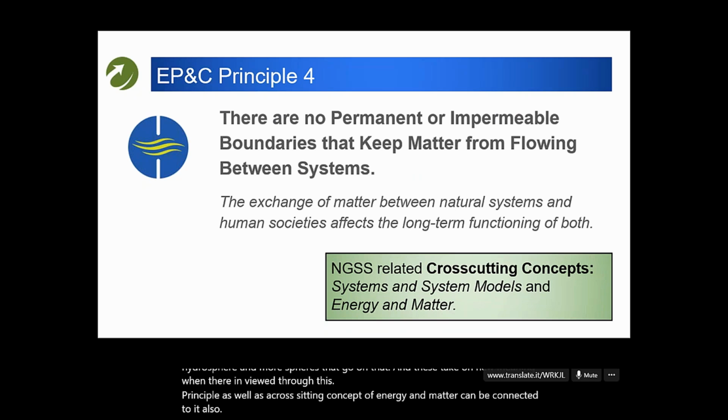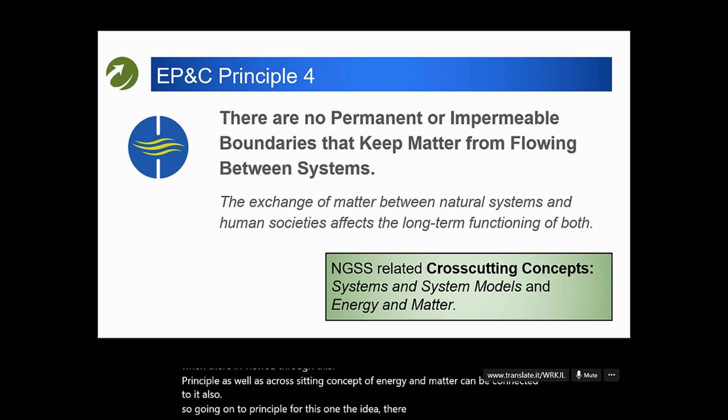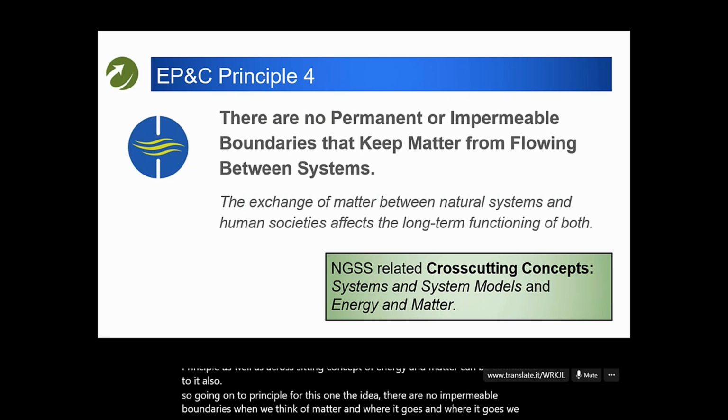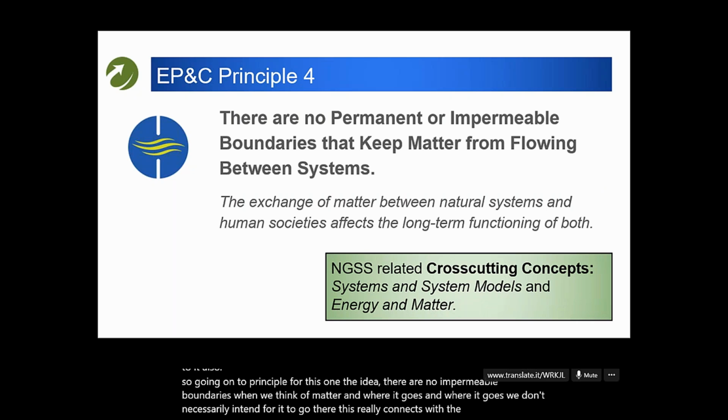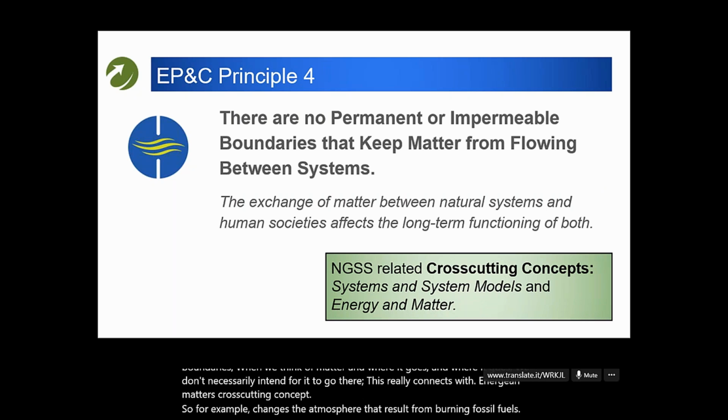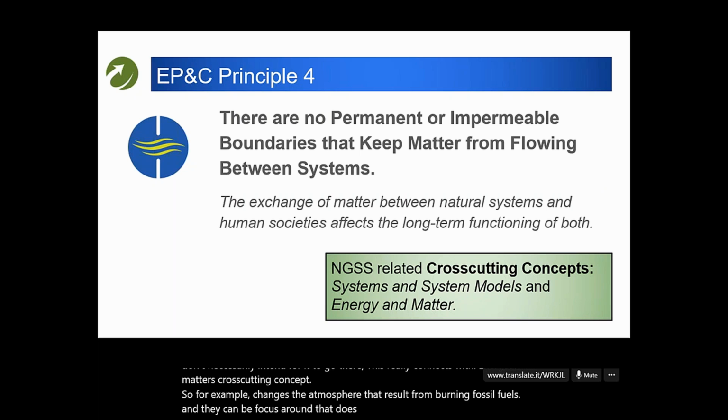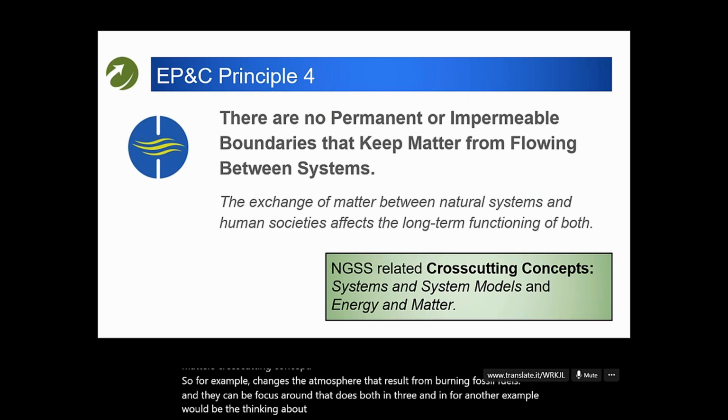Okay. So going on to principle 4, this one, the idea there are no impermeable boundaries when we think of matter and where it goes when we don't necessarily intend for it to go there. This really connects with the energy and matter cross-cutting concept. So, for example, changes to the atmosphere that result from burning fossil fuels. And they can be focused around that as both in 3 and in 4. Another example would be thinking about the electronic devices that students use, and having to think what happens before in order to get those made, what are the materials, and then what happens after they're done using them.